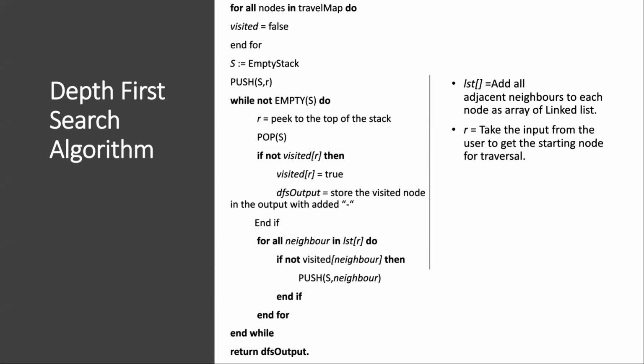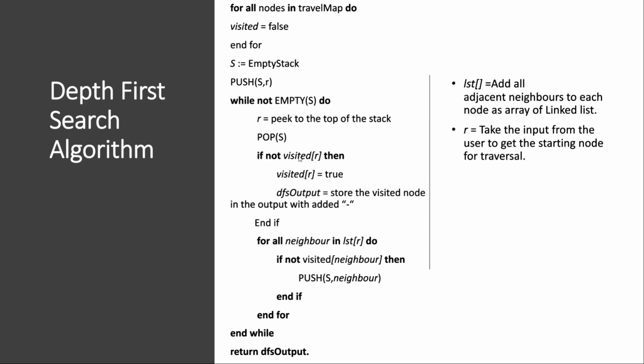First, for all the nodes, we have made a list of adjacent neighbors, like for each node, what are the adjacent neighbors, and then R is the root node, which the user is going to give as input. For all the nodes, we are going to mark them as not visited, and then we are going to take an empty stack and push the root node into it. And as long as the stack is not empty, we are going to loop: get the top of the stack and pop out the first element.